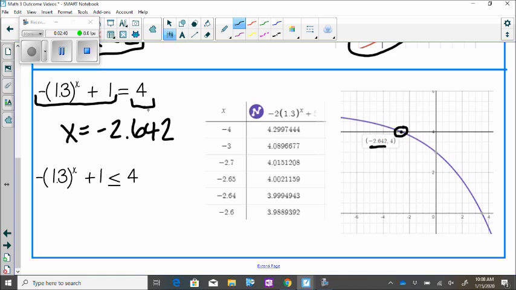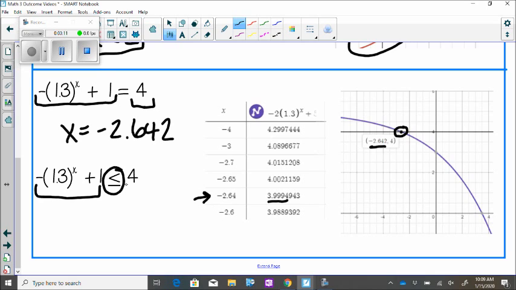In the inequality, I want to know when the exponential function is less than or equal to 4. It's difficult to see it on the table because you're not going to see an exact intersection point since it is a rounded solution, but we get really close. So at negative 2.64, we are as close to 4 as we can get on the table. 3.999 is a little bit closer to 4 than 4.002. So this is where I would kind of start at my intersection point.